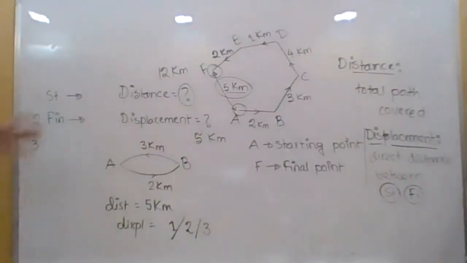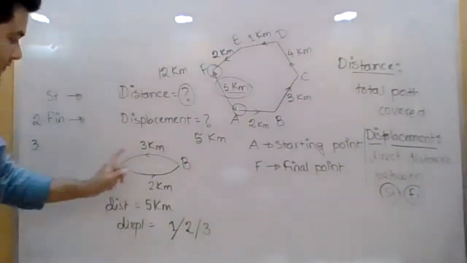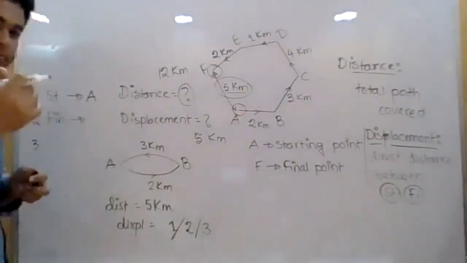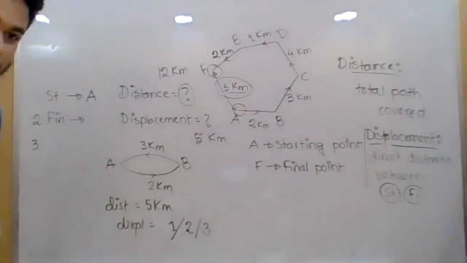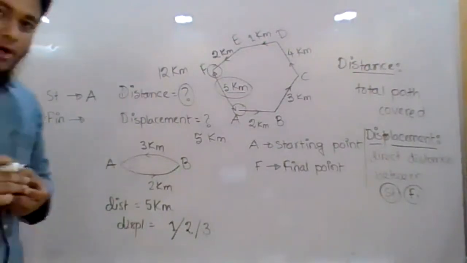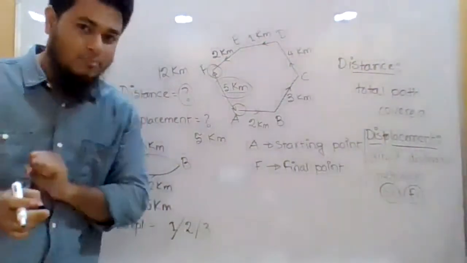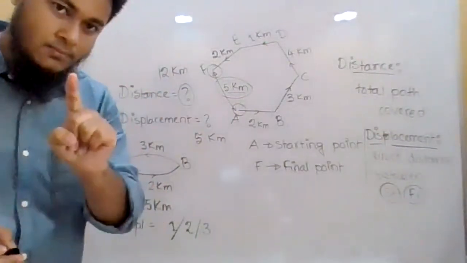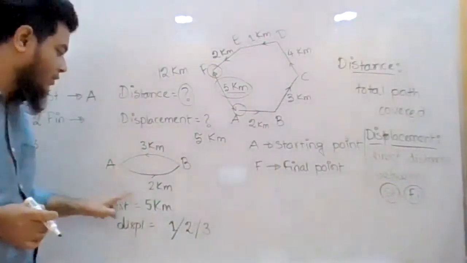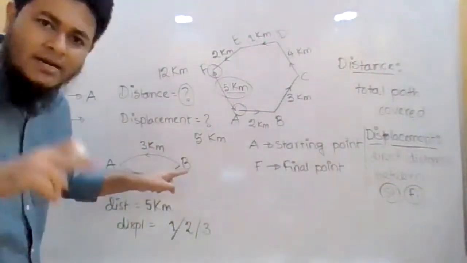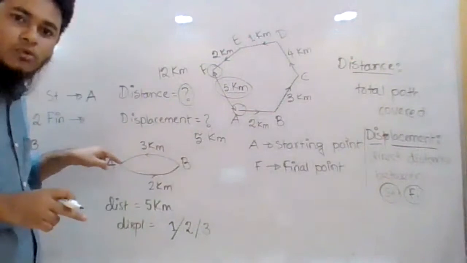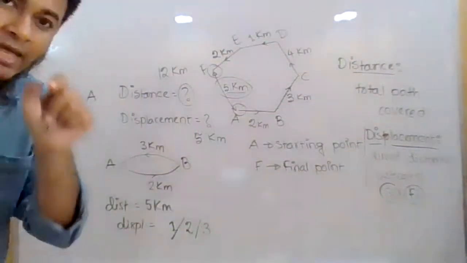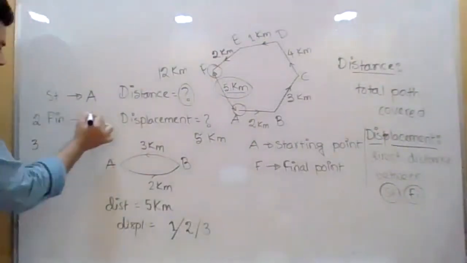It is this one. Let us go through. What is the starting point of this journey? A. Final point? B. Let us check whether B is the final point or not. The final point is the point where we stopped, right? From B, I came to A. So where did I stop? A only. A is the final point.